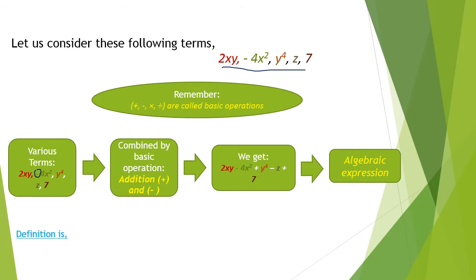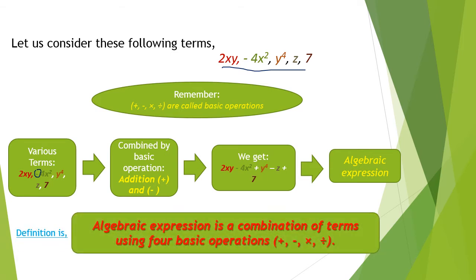Let's see the definition. The definition is: an algebraic expression is a combination of terms using four basic operations. If we apply the operators plus, minus, division and multiplication between the terms, then the result will be an algebraic expression. So this is what algebraic expression means. It is nothing but a combination of terms.